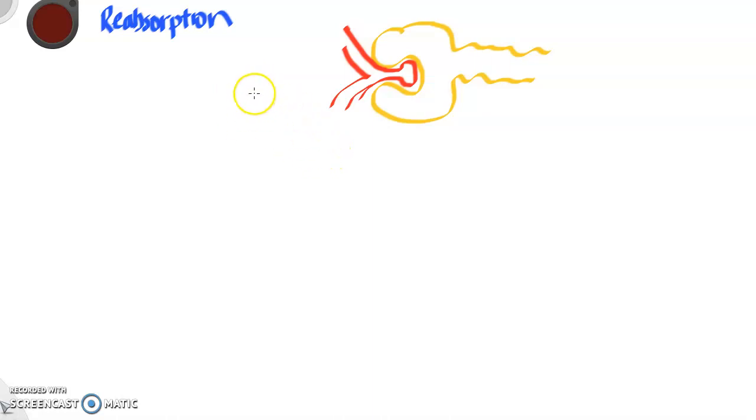Okay, so now we need to talk about reabsorption. And in doing this, we are moving into the proximal convoluted tubule. So this is the PCT over here. PCT. And we're going to look specifically at this. We're going to make a close-up of that little box right there.